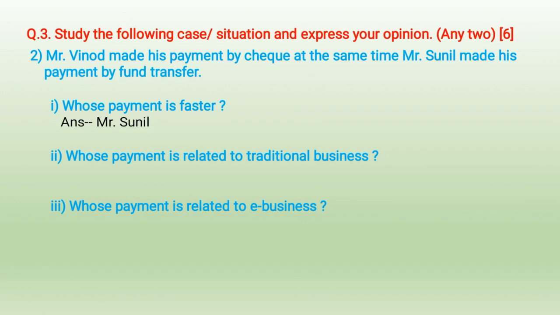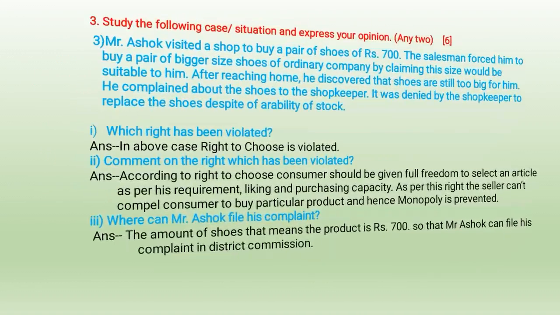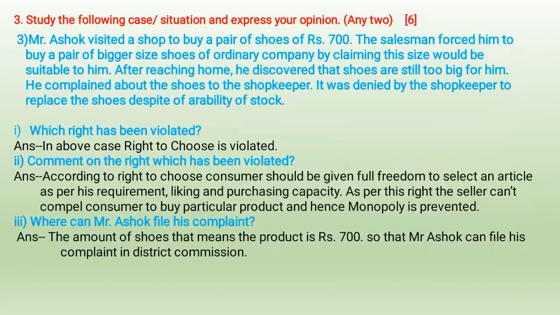Obviously, Mr. Sunil's payment is faster. You can give the answer in 1 word, that is Mr. Sunil. Okay. Second question is, whose payment is related to traditional business? Of course, Mr. Vinod. And third question is, whose payment is related to e-business? The answer is Mr. Sunil. So it is very easy to answer in 1 word also. Okay. See the third case and these are the answers.